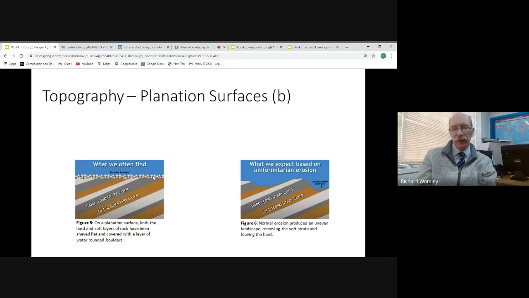What we actually see is something very close to this figure, figure 5, where there is no difference between the hard and soft layers in terms of erosion. And on top of these layers, there's often rounded boulders that actually belong to another rock layer that's often many kilometers away, often 1,000 kilometers away. That is what we'd expect to find if that had been planed off by, as it says, the sheet water going into the oceans at the end of the worldwide flood.